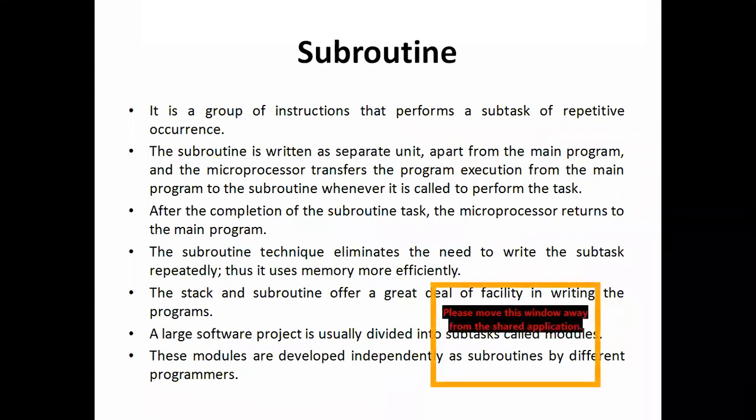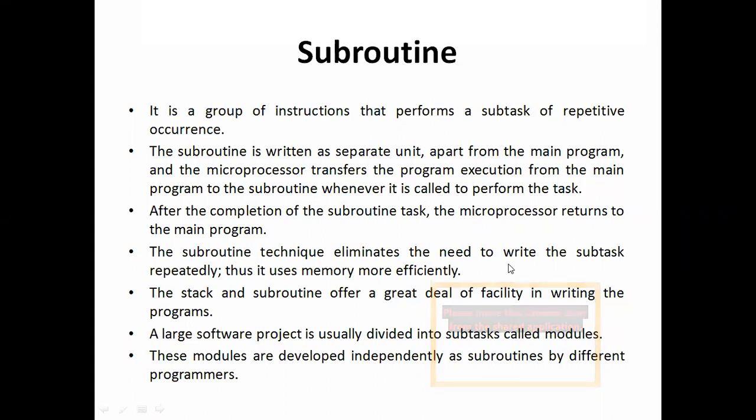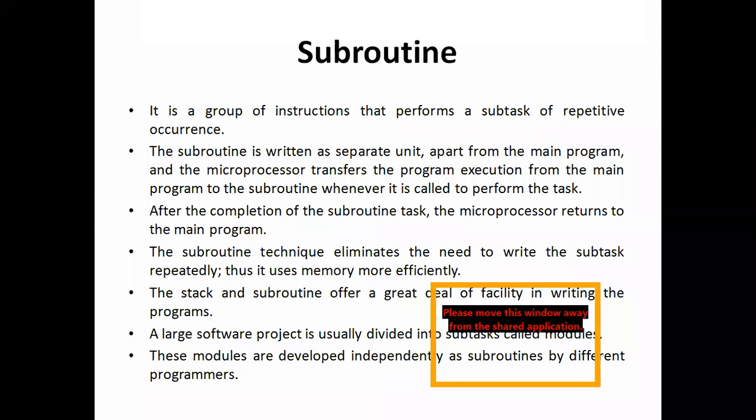Later on, when the program which was called has been executed, we transfer the control back to the main program. So that is the third part: after the completion of the subroutine task, the microprocessor returns to the main program. The subroutine technique eliminates the need to write the subtask repetitively, thus it uses memory more efficiently. Otherwise, what will happen if we write the same kind of instructions many times in the main program? It will be executing them many times, so the memory utilization will be reduced compared to using the subroutine.